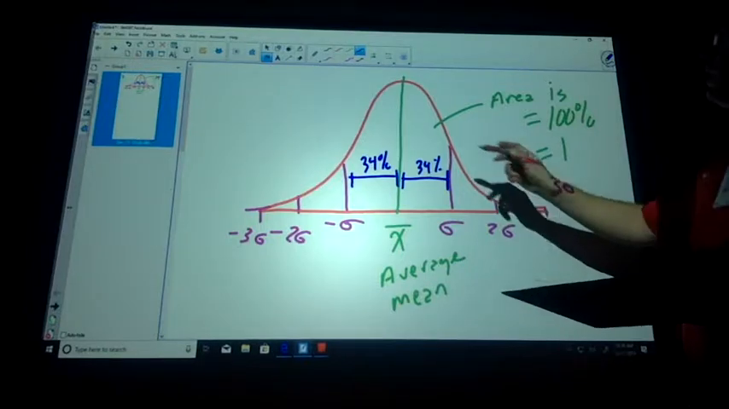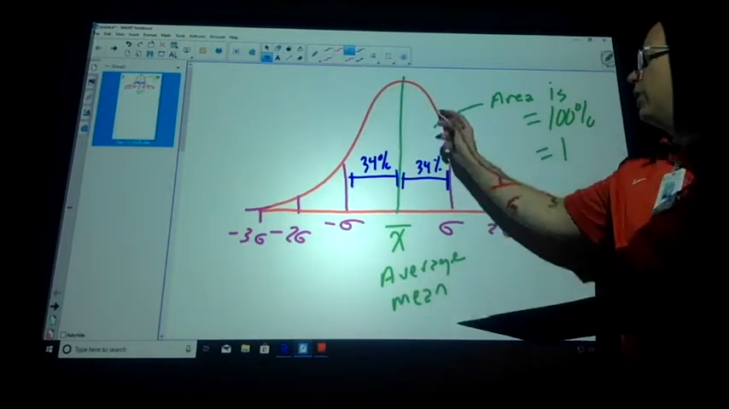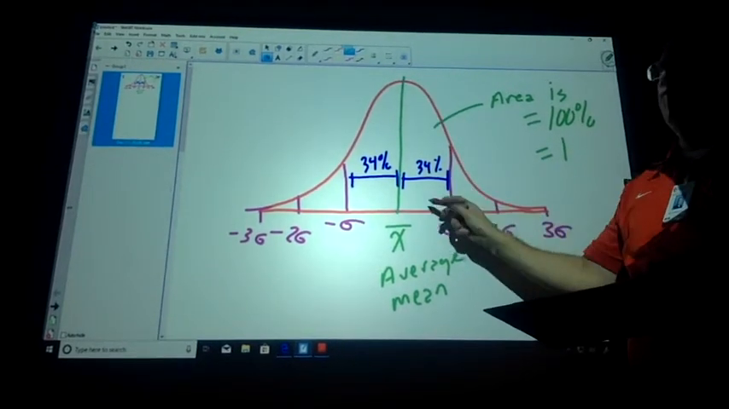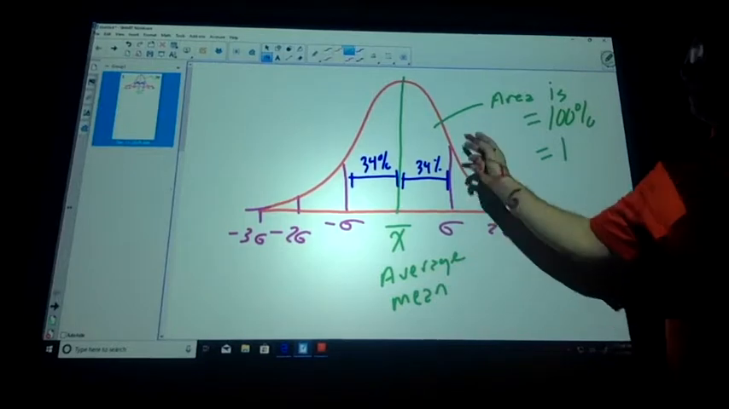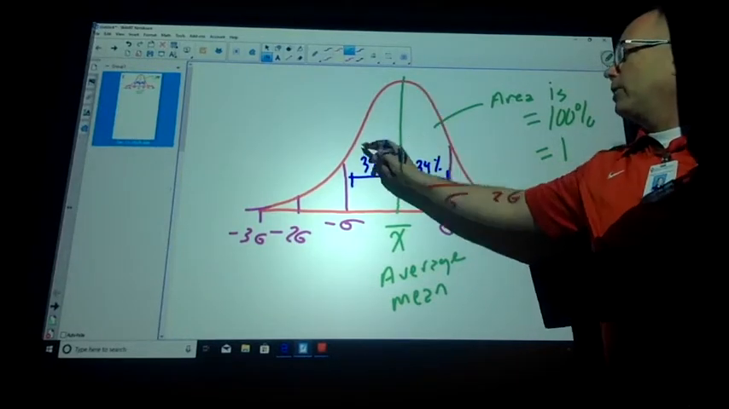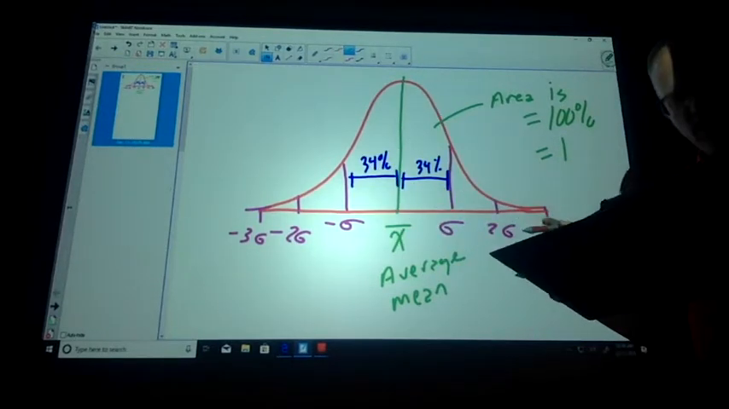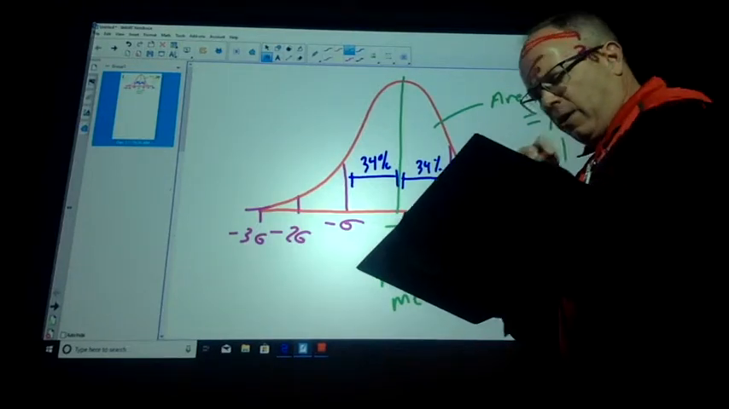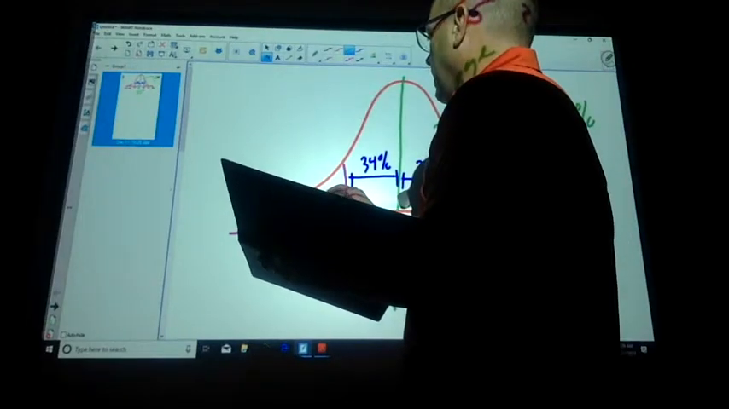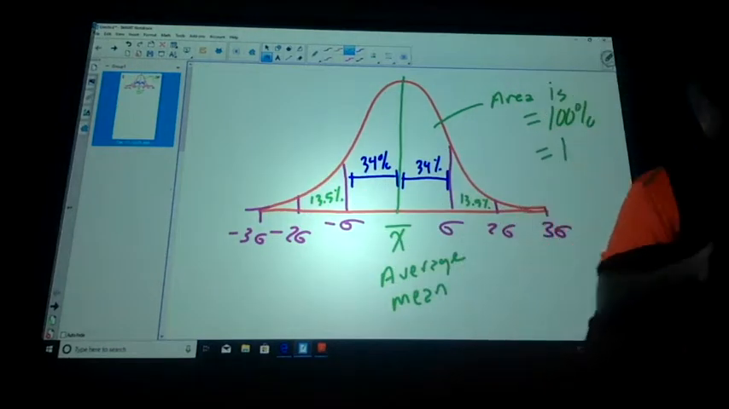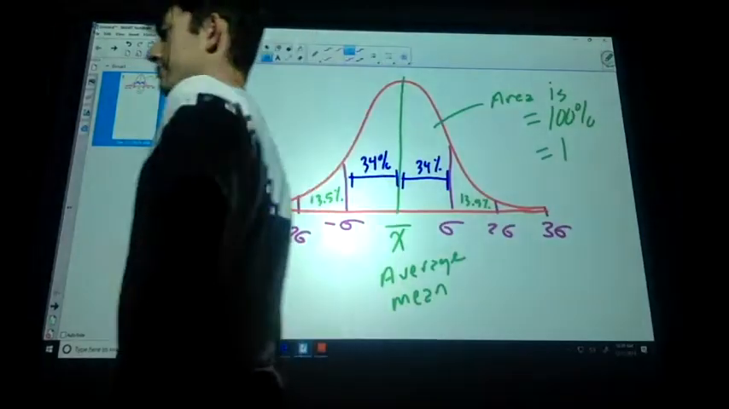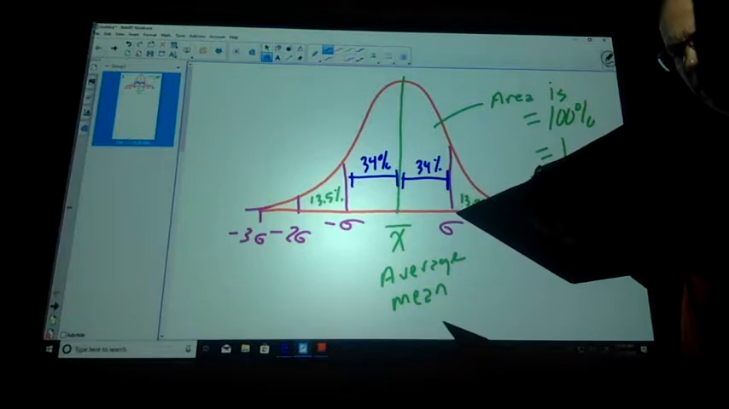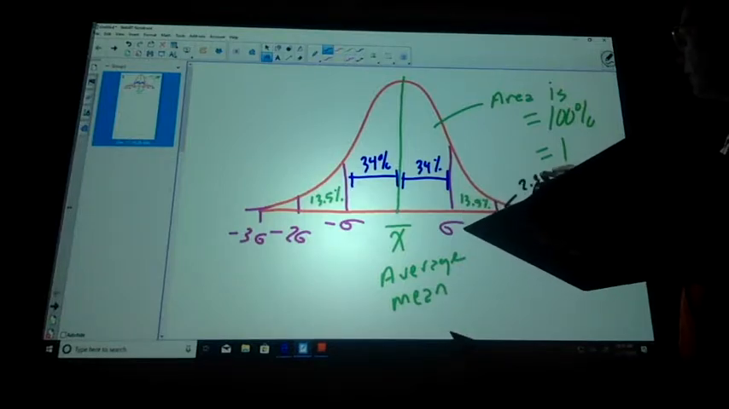Okay. If I ran the area of this right here, you're talking about 34% of the people that took the test. If I find the area of this region right here, you're talking about 68%. And then right here, this is 13.5% of your data, and over here is 13.5% of your data. Okay? And then if I get to right here, this little region is 2.35% of your data.